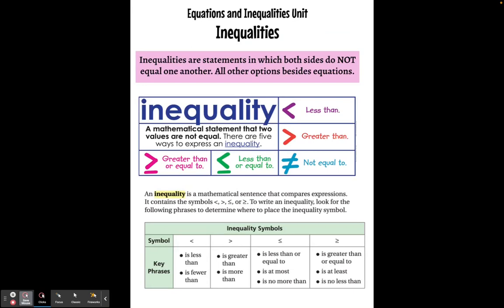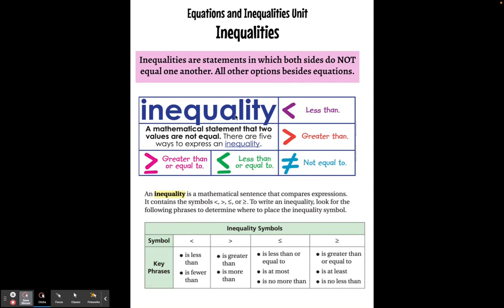Okay. Moving on to the last section. So we just did equations. Right now we're doing inequalities. Inequalities are all the other symbols and possibilities out there. It's basically saying anything but an equation, all other options besides an equation.